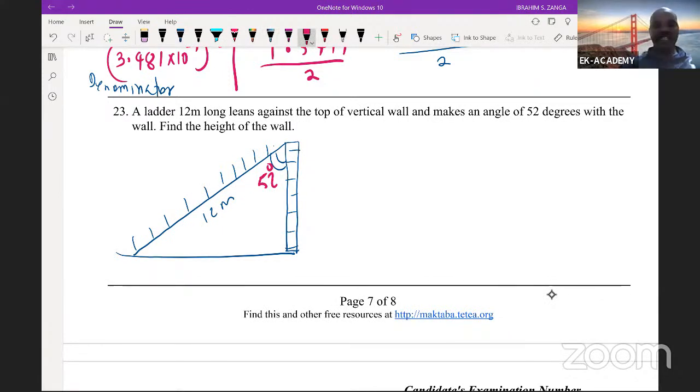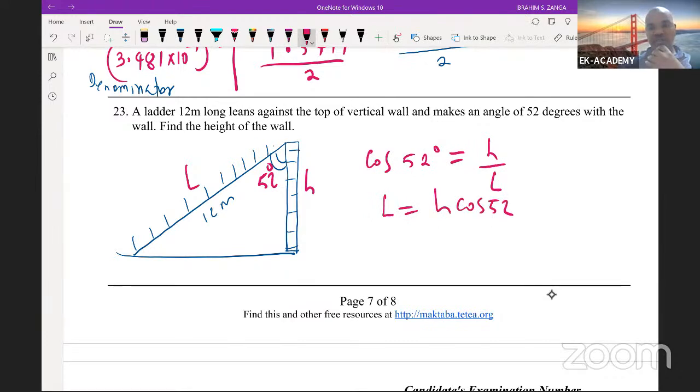And you are supposed to find height. So this is length, and then you have to find height. So we're going to use cosine. Cosine of 52 will be h over L. So H will be L cosine of 52. H will be 12 meters times cosine of 52.